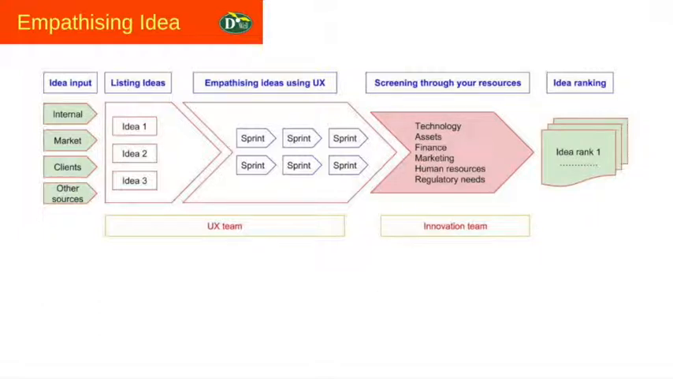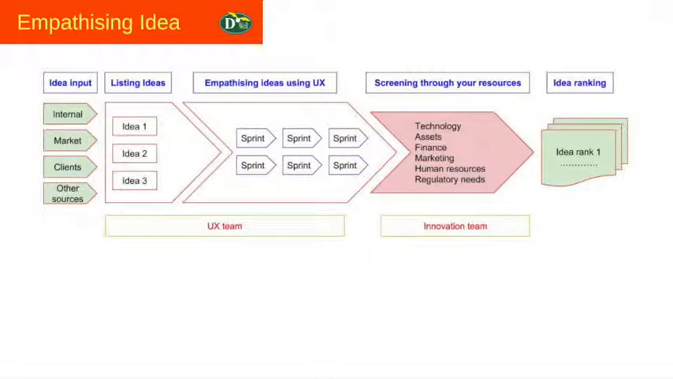Then empathizing ideas using sprints. Sprint is a term used in open innovation. That is, an idea will be segmented into different stages, small stages, and done as a sprint. So the UX team will do the sprints of each idea. And the innovation team, after getting the output from all the sprints, screens the entire set of ideas through their resources. The screening will be technology-wise, asset-wise, finance, or other resources of the company.